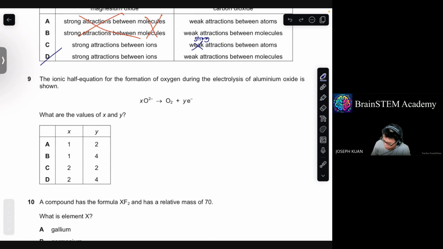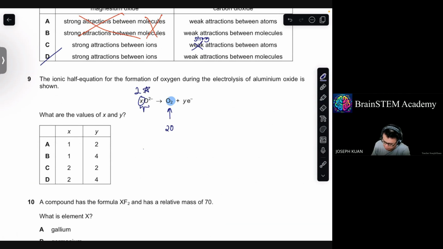Now, as you can see, there are 2 oxygen atoms on the right. So hence, oxide ions available, don't get confused by the charge. It's nothing to do with the number of the ions available. So X has to be 2. Okay, 2 pieces of oxide ions.